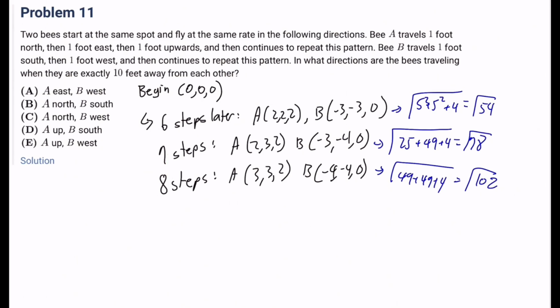So in the middle of step 7 and 8, that's going to be when A is going east and B is going west. And so that is our answer, A east, B west. It's A.